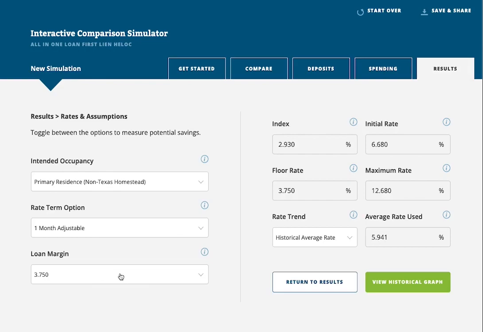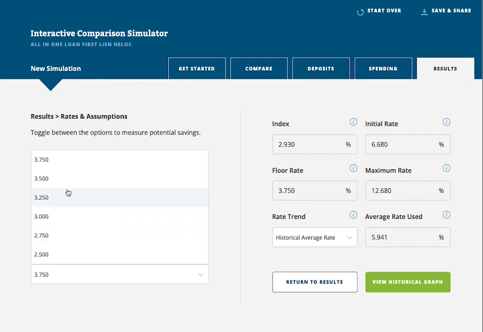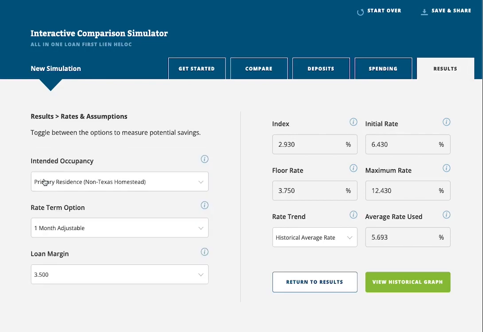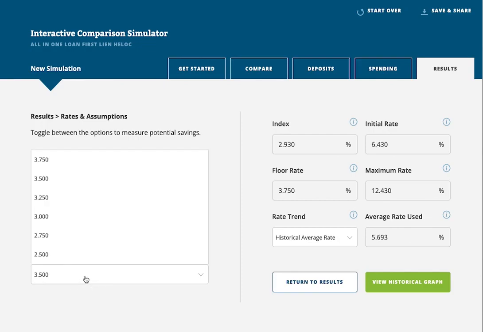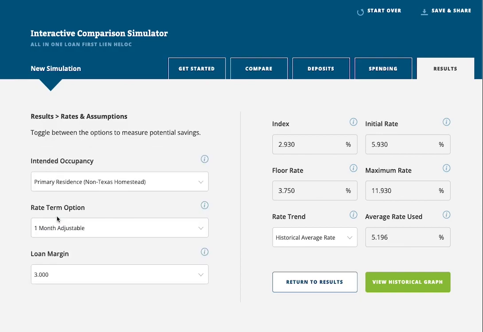But there's a few things we still need to do. This margin actually defaults to a number that's too high. 3.5 is higher than our par. You could actually say, well, what if I wanted to buy that rate down? You can do that. Let's say you pay a point to get it down to 3% margin. And you'll see over here the index, that's current numbers. Initial rate, that's our margin plus that index. Here's the floor, that's accurate. Max is 6 points higher than it starts, that's accurate.